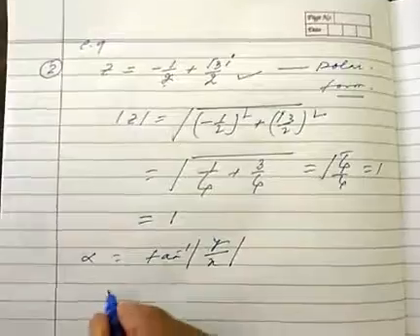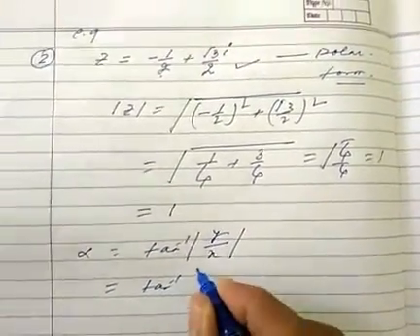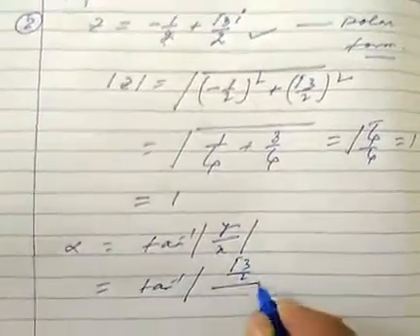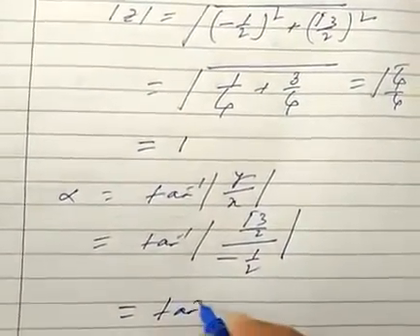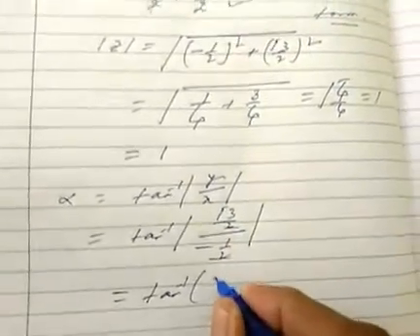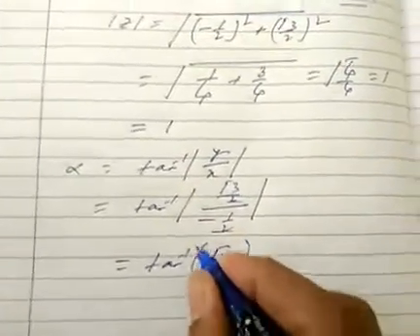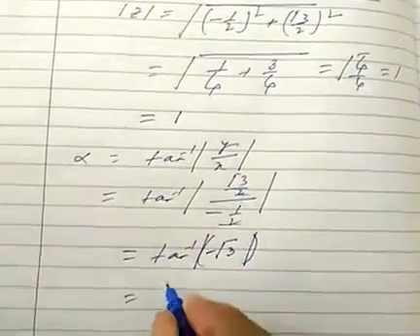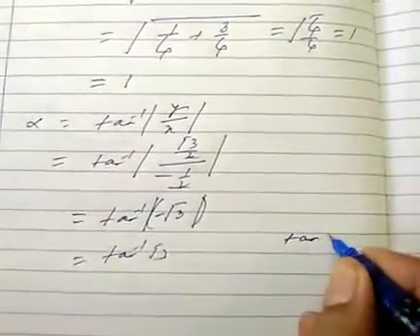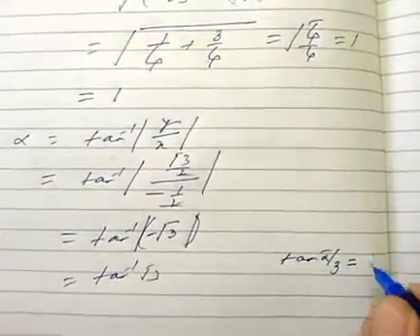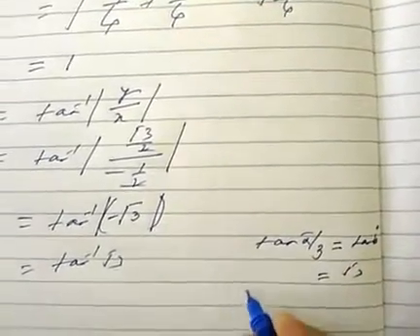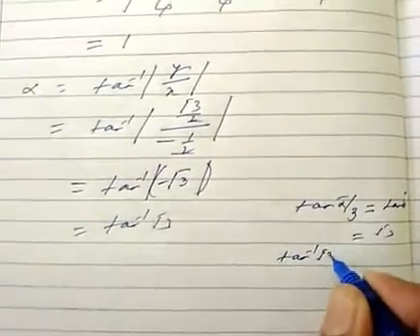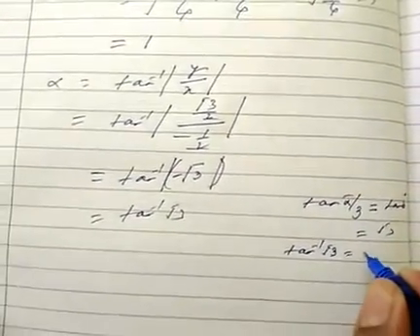And how will we find it? Here, tan inverse, y is how much? Root 3 by 2. And x is how much? Minus 1 by 2. Everything is under mod. Mod means absolute value. That is tan inverse of 2 will go out, this is root 3 by root 3 under mod, so that will give you tan inverse of root 3. What is tan inverse root 3? As we have gone through, tan 60 degree is equal to root 3. So tan inverse root 3 is basically pi by 3.